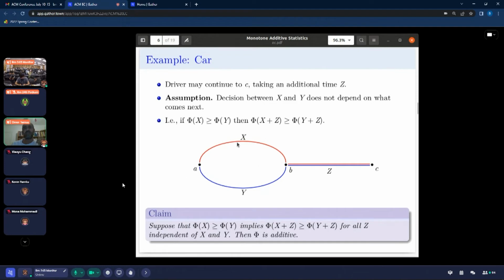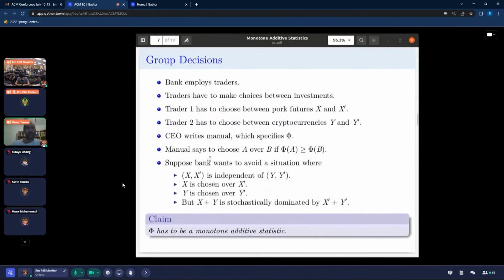It's always going to choose the same thing. That's what additivity, that's equivalent to additivity. So far, so good. Any questions? Okay. Here's another way to think about this.